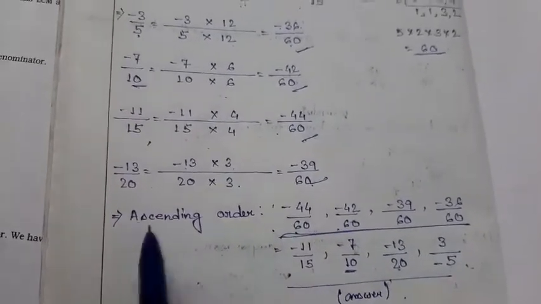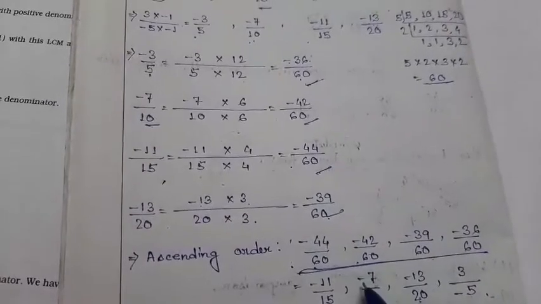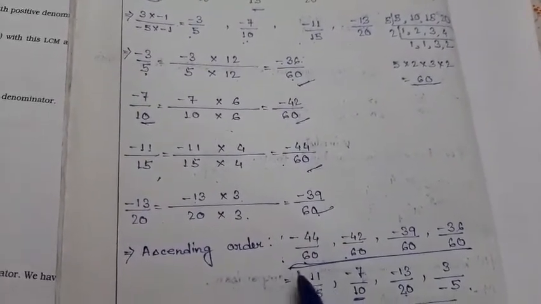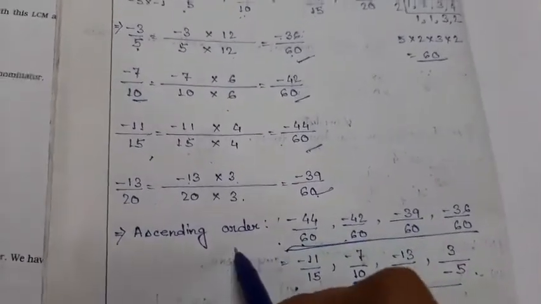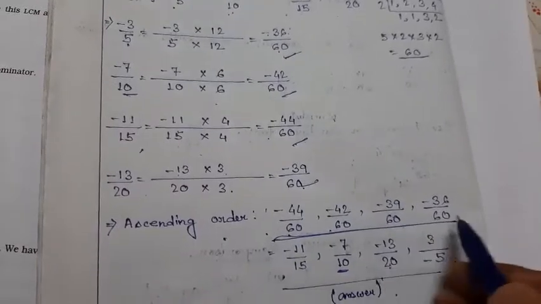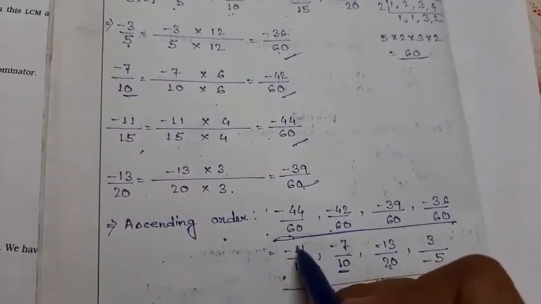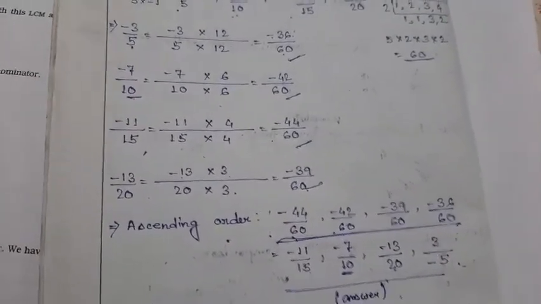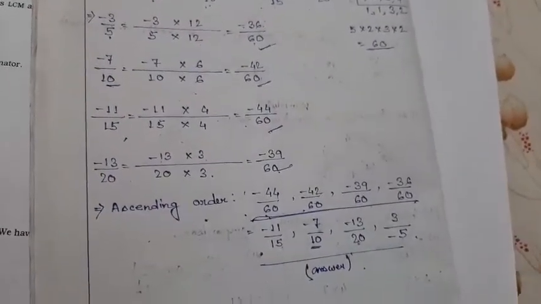Now, if the question is descending order, the process is completely the same as ascending order, but at the end we have to write the greater number first and then the lower number. So in case of ascending order, we arrange smaller to bigger, and in case of descending order, we arrange greater to smaller. So I think you can now do the ascending order and descending order of rational numbers.